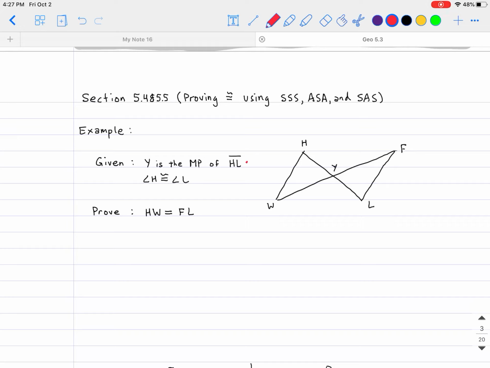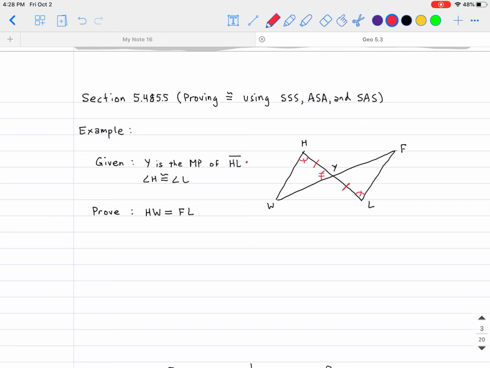So here's the first part. Here's what I know. Y is the midpoint of HL. Well, if Y is the midpoint, then that tells me that these two sides right here are going to be congruent to each other. So I'm going to go ahead and mark it up like so. Next, I know that H is going to be congruent to L, so that means that this angle right here is congruent to this angle over here. Going by how we looked at the last section, that's pretty much all that's given. Then it's just a matter of, do you see anything else that's congruent? And the answer is yes.